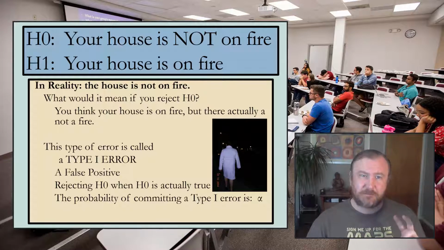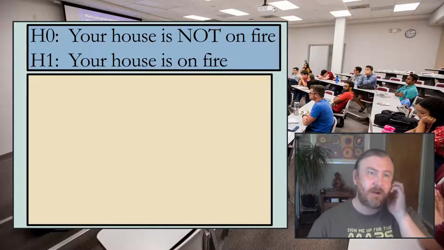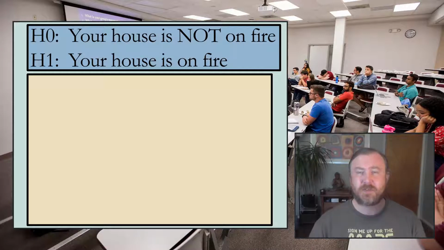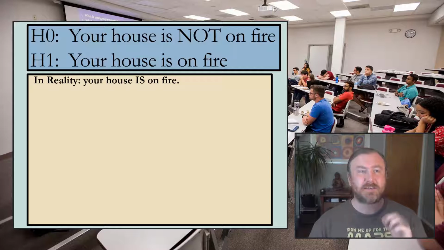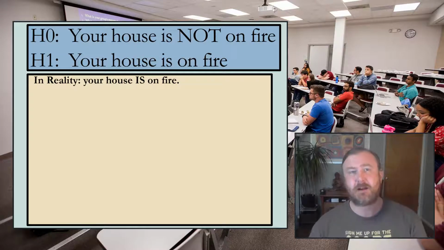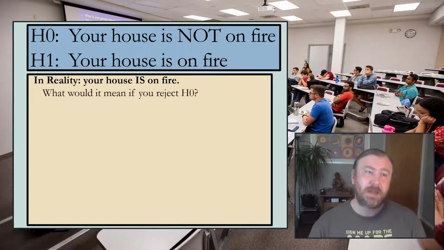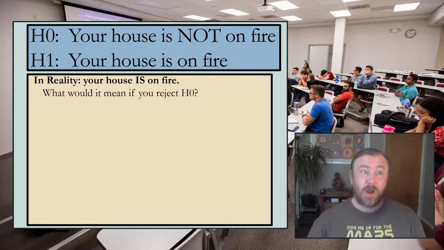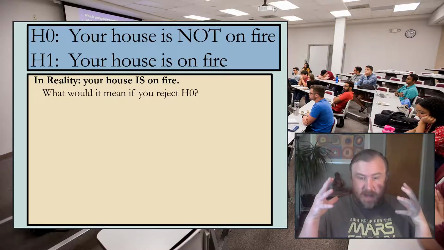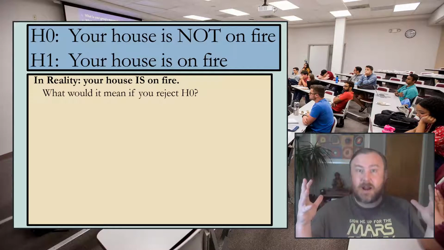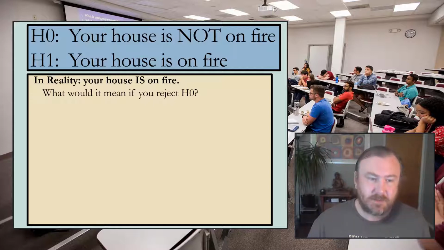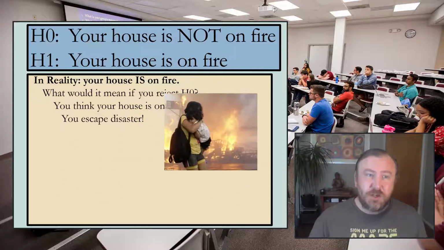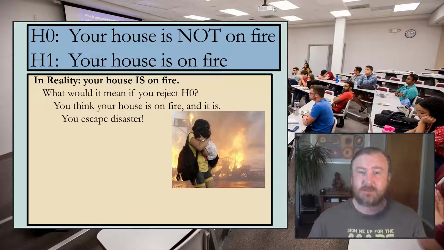Okay, so now let's flip what's actually going on in reality. We keep our null and alternative hypotheses the same, but now we're going to say that the house is on fire. In reality, your house is on fire. What would it mean if you reject the null? Well, if you are laying in bed and you say, oh, I think there's a fire, and there really is one, well, you would escape the fire, right?